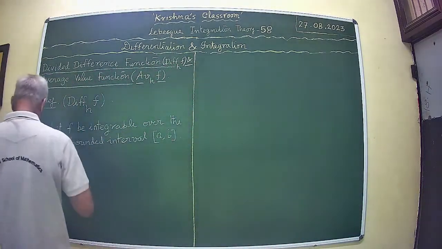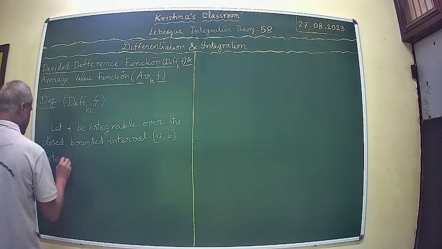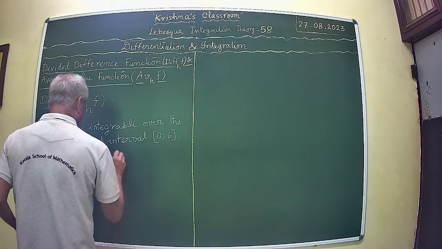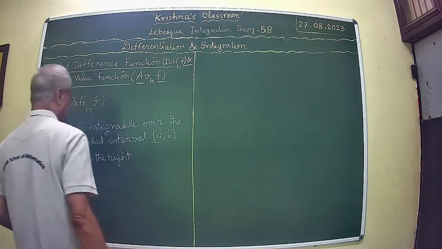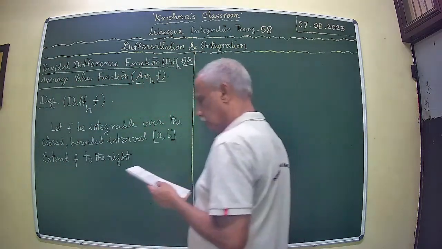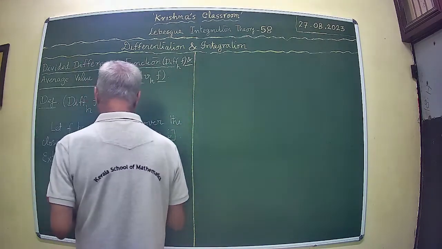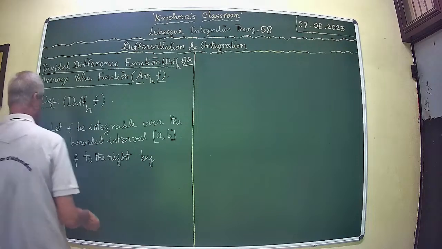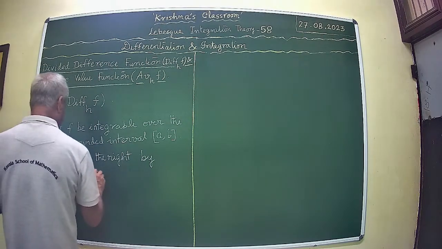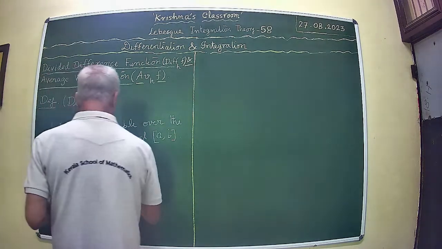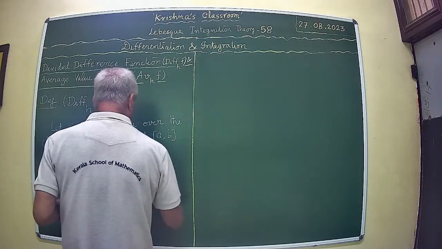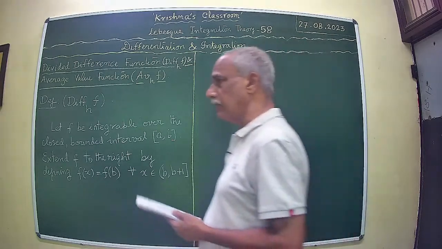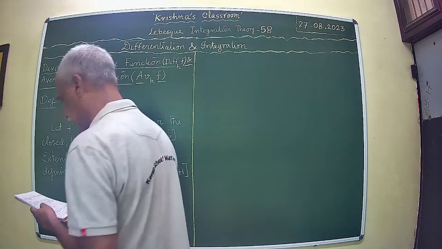Now extend f to the right by defining f(x) equal to f(b) for every x belonging to b to b plus 1. So now it is defined on the interval a to b plus 1, so that we can comfortably define all these two functions.